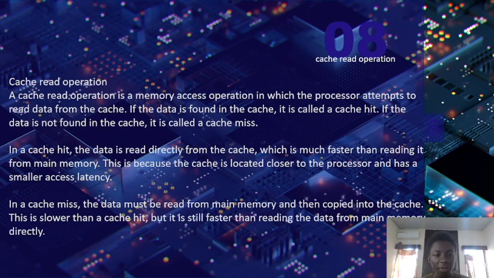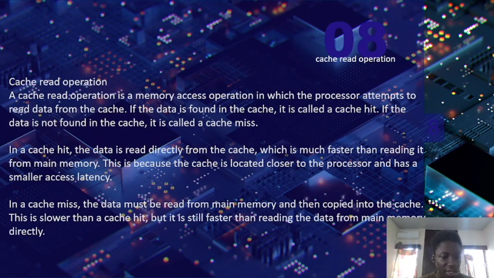But if it doesn't find it in the cache, it will have to go into the main memory to go and look for it. That's what's called a cache miss. So in a cache hit, the data is read directly from the cache, which is much faster than reading it from main memory. This is because the cache is located closer to the processor and has smaller access latency.